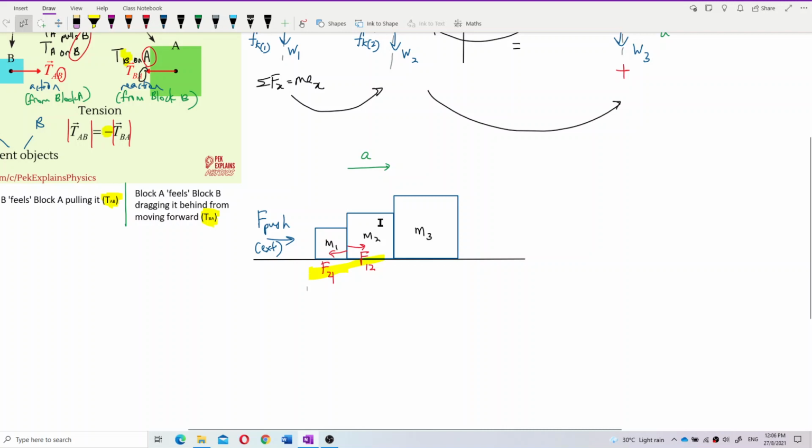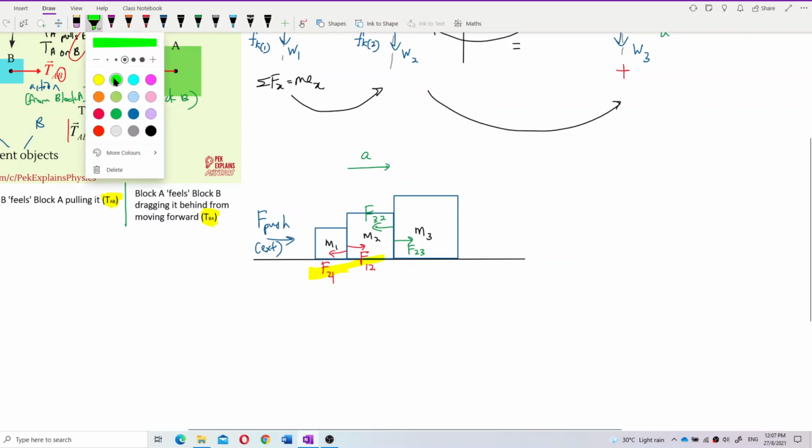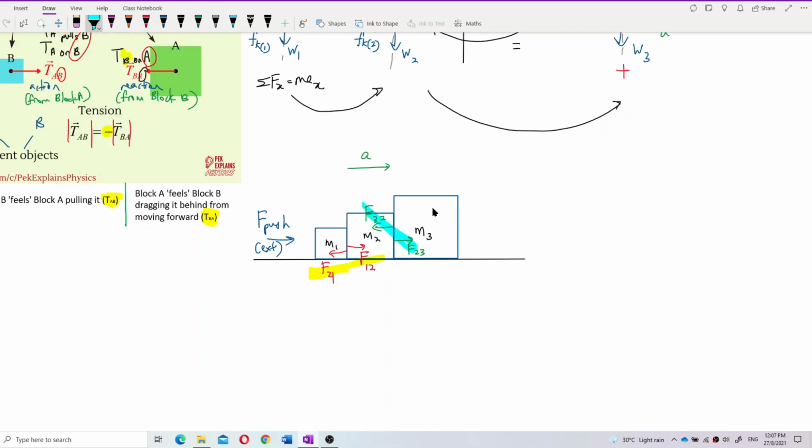Now mesh 2 is pushing on mesh 3 with F23. But mesh 3 is blocking the way of mesh 2 with equal reaction force of F32. So this is another pair of action reaction force over here. And they are equal in magnitude, just opposite direction. Okay, now let us draw the free body diagram.